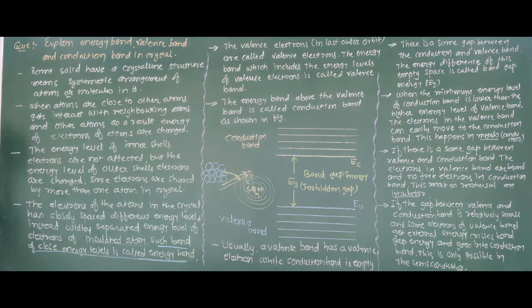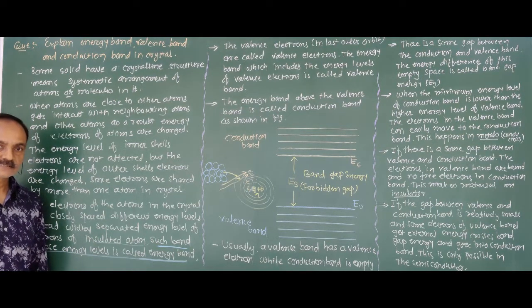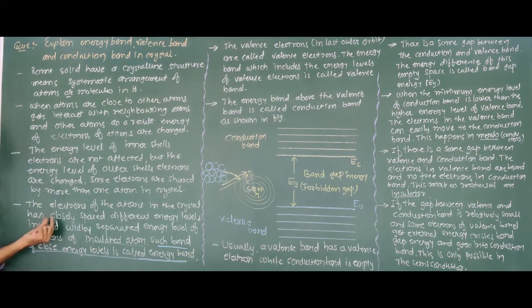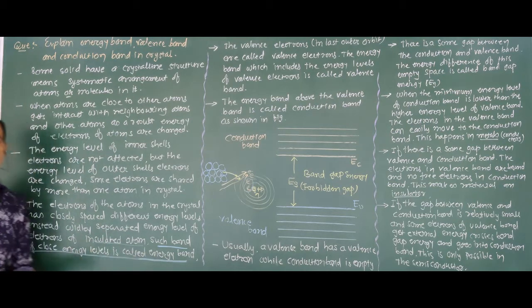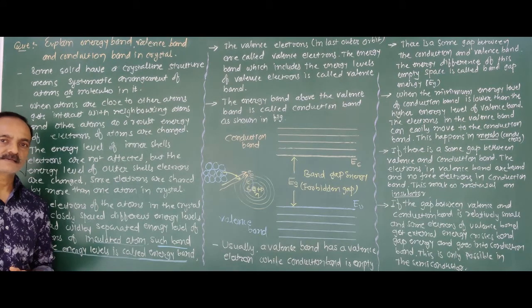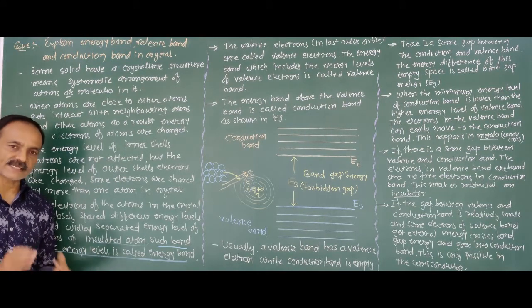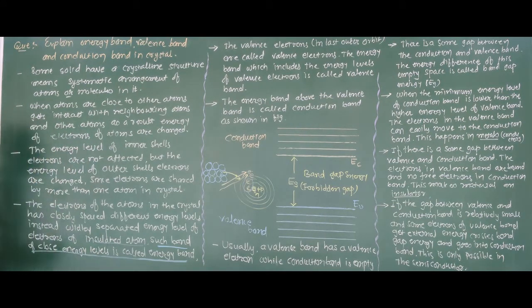What are the energy levels of the electrons which are closely spaced? These energy levels are known as the energy band. Clear this thing? Okay. So what is the energy band? The electrons of the atom in the crystal have closely spaced different energy levels, and these energy levels are known as the energy band.